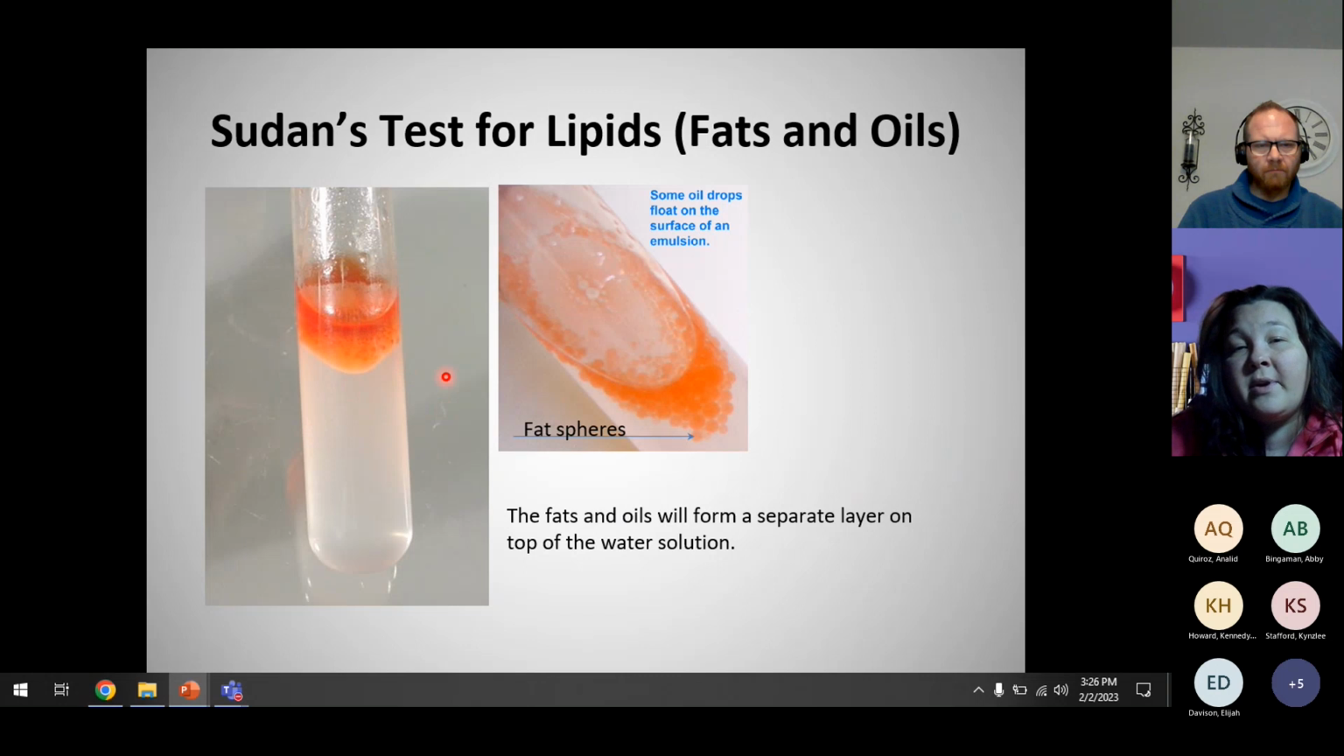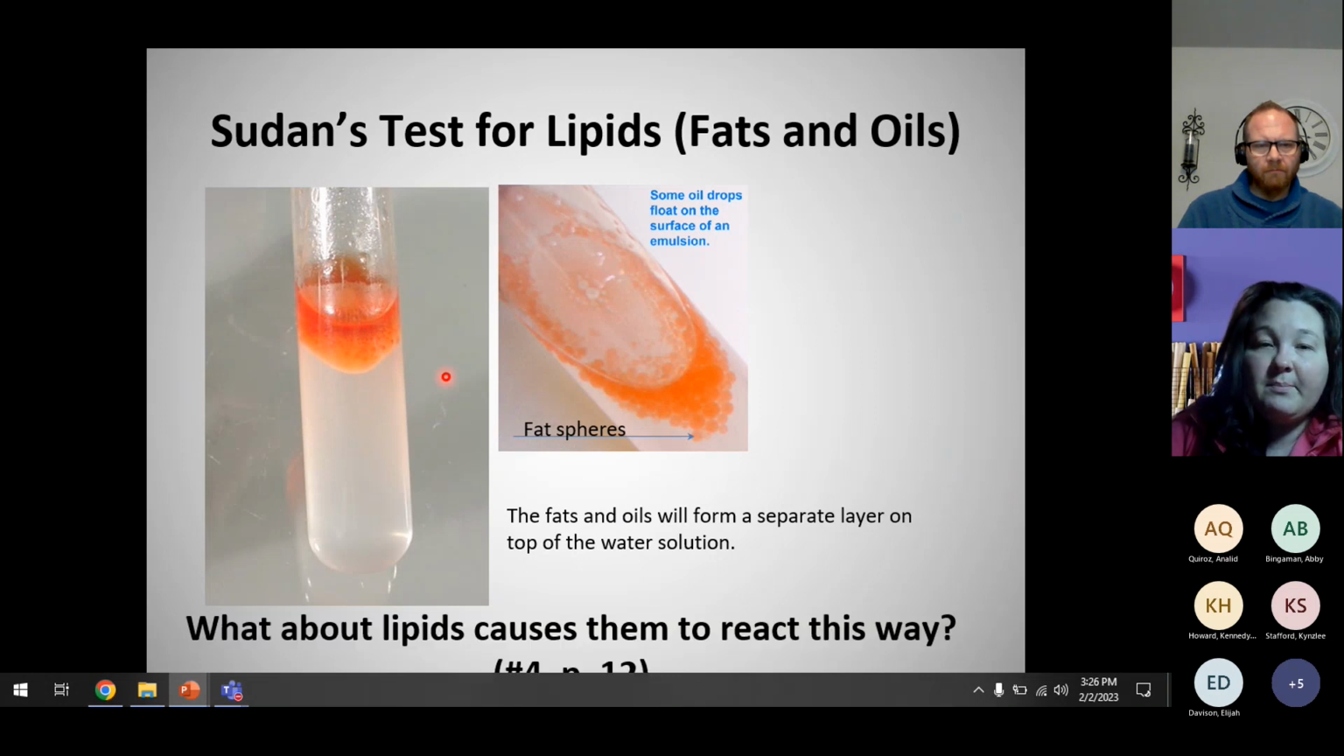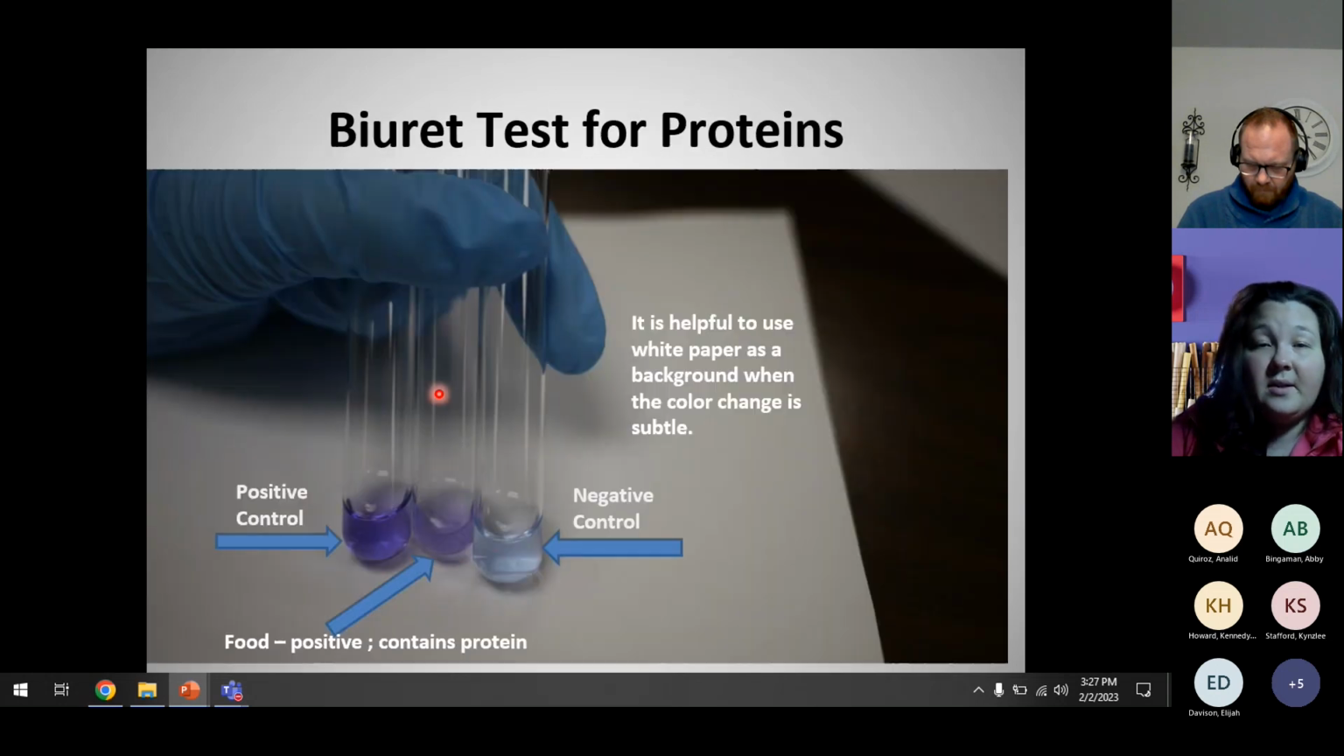So if you see that separation, you know it's positive for lipids. And there's a question on page 12, which you can't see on my computer screen, but it's number 4. It says, what about lipids causes them to react this way? What about lipids causes this separation? So you'll have to answer that.